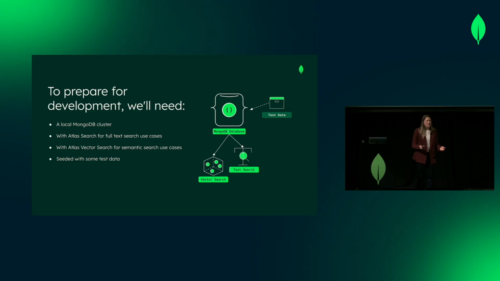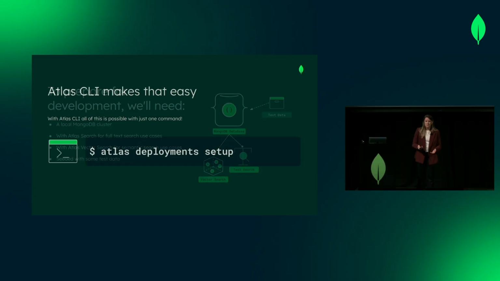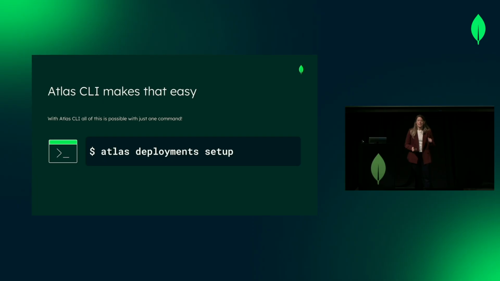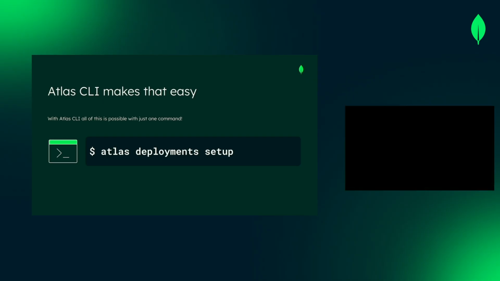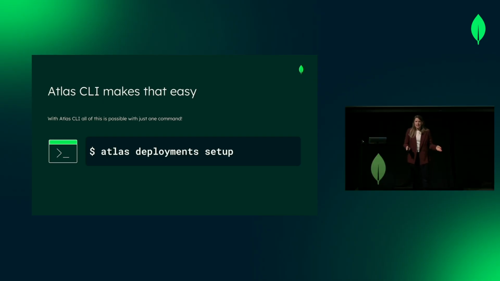But how difficult is all of this to set up? It's actually incredibly easy, and this is how it works interactively. All you need to do is type Atlas deployment setup in your terminal and hit enter, and in just a few seconds, you get a local Atlas cluster up and running and ready to go with the Atlas CLI. Luckily, there's also a programmatic way, which makes automating this pretty easy. So let's take a look together, and we will switch to the demo to look at how we can set that up programmatically.